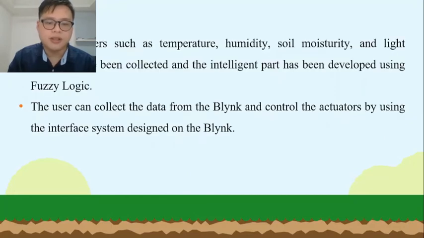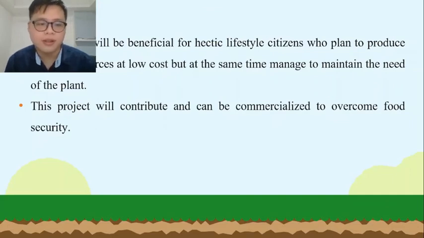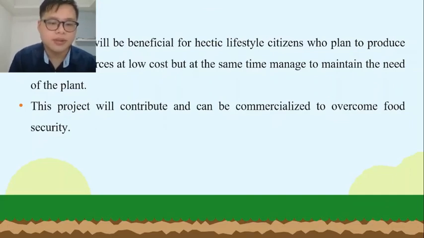The user can collect the data from Blynk and control the actuators by using the interface designed on Blynk. So this project will be beneficial for citizens with a healthy lifestyle who plan to produce vegetables at low cost, but at the same time manage to maintain the needs of the plants. This project can contribute and be commercialized to overcome food security issues.